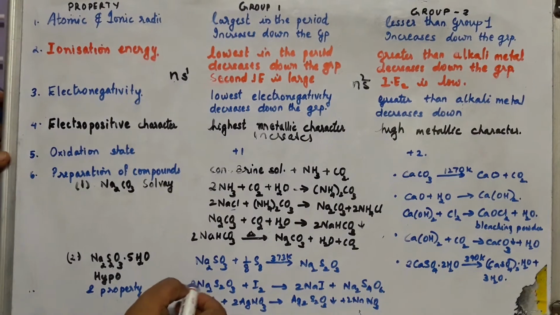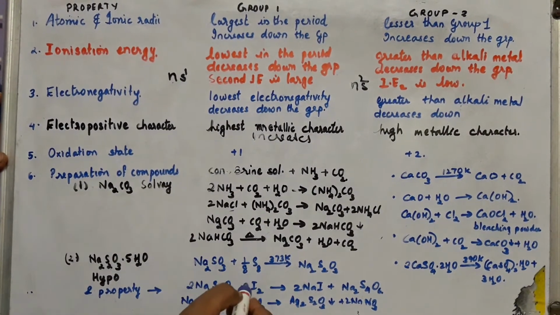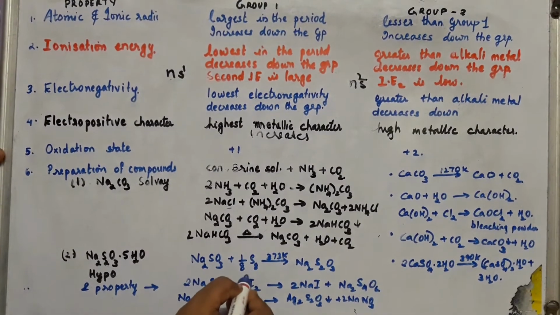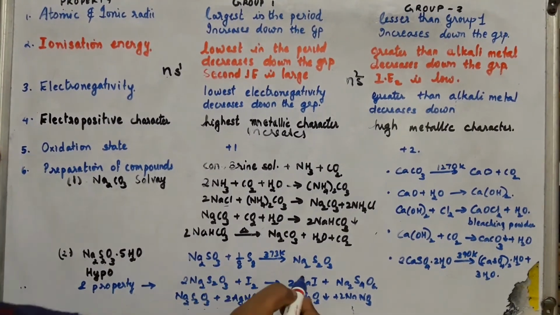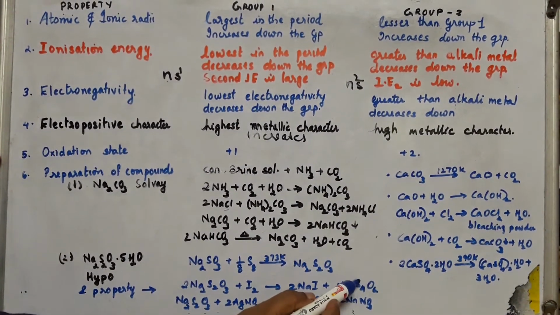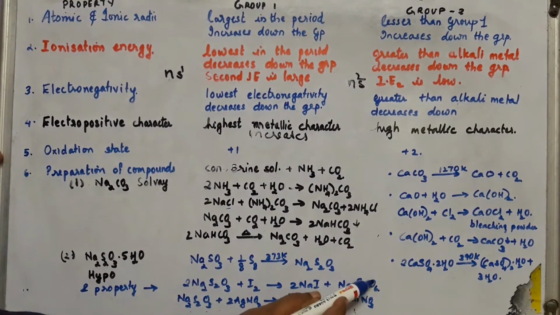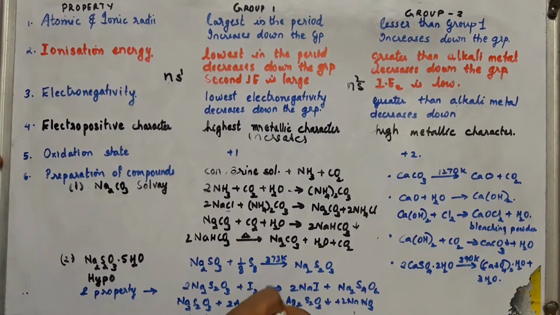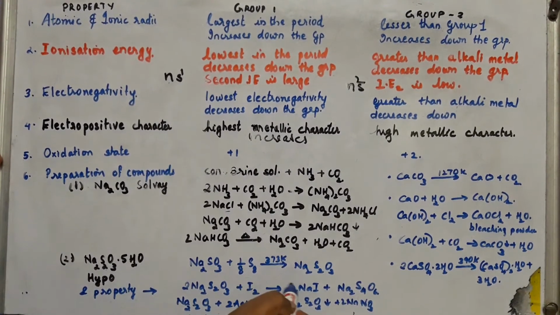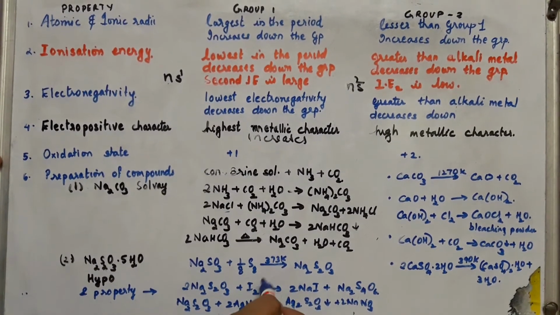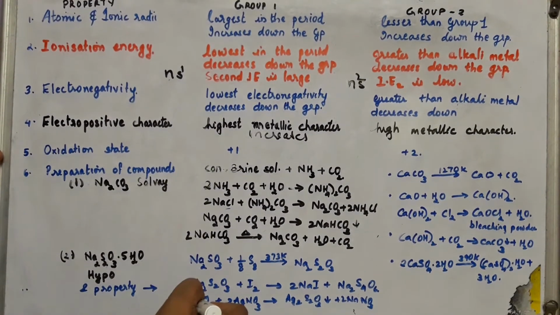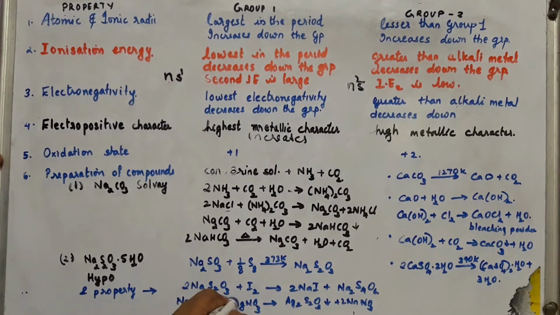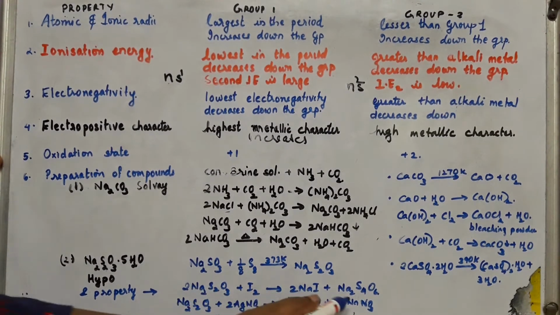Sodium thiosulfate has important properties. It can react with halogens, mainly with iodine, to form sodium iodide and sodium tetrathionate, Na2S4O6. Okay, so this reaction is used in iodometric titration. It has an application. It is used in iodometric titration. Sodium thiosulfate also reacts with silver nitrate, and it forms silver thiosulfate and sodium nitrate.